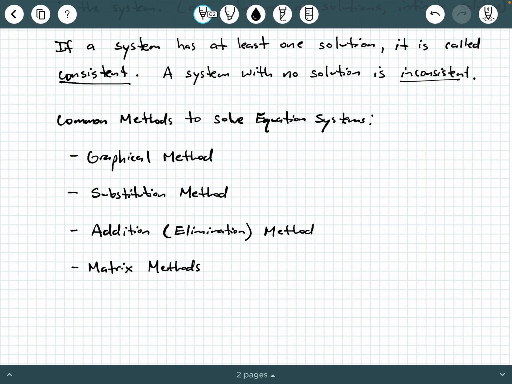So this is the idea of systems of equations in a nutshell, just the basic idea of it. And in some subsequent videos, we're going to look into numerical examples using these different methods to solve various systems of equations. And that concludes this video.